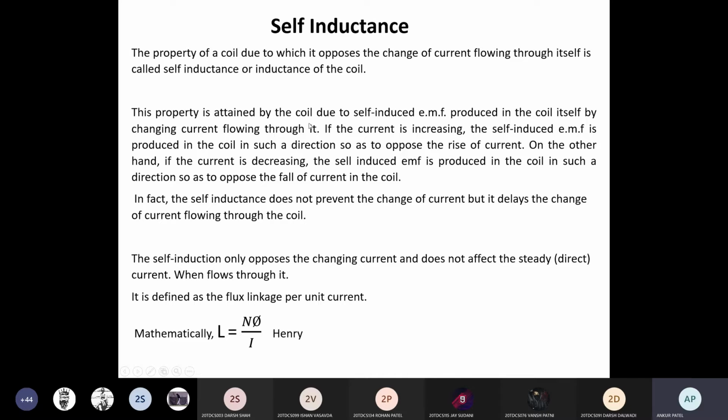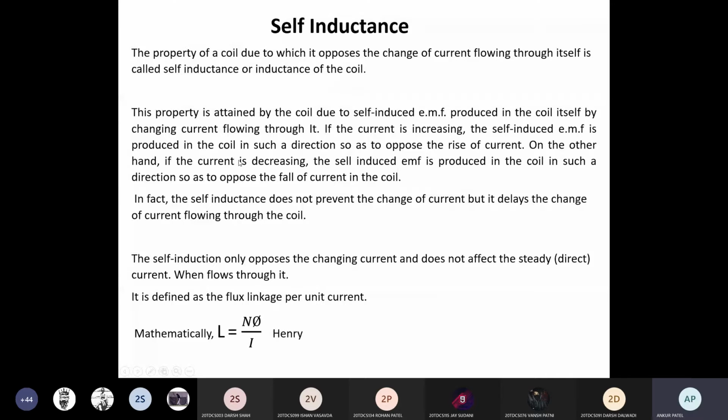This property is attained by the coil due to self-induced EMF produced in the coil itself by changing the current flowing through it. Now we'll see if the current is increasing or decreasing in the circuit, then what will happen to the self-induced EMF. If the current is increasing, the self-induced EMF is produced in the coil in such a direction so as to oppose the rise of current. So when current is increasing, it opposes the rise of current.